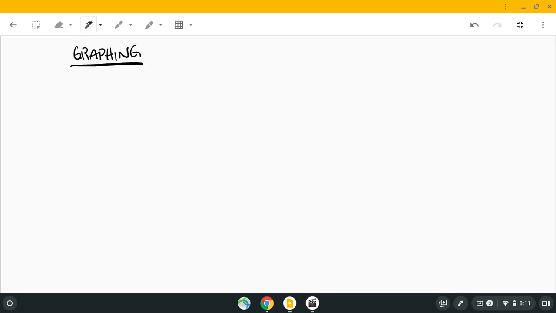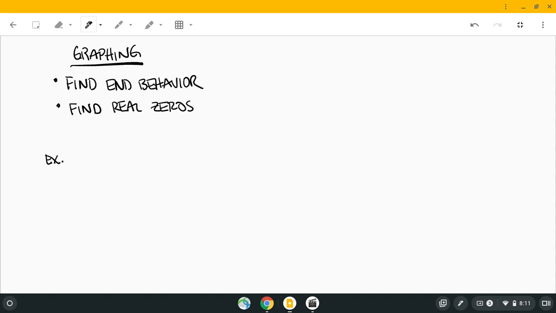Okay, so when we're graphing, we're going to go ahead and find the end behavior, and we're going to find the real zeros. Okay, and then we're going to sketch the graph. All right, so let's take a look at this example here.